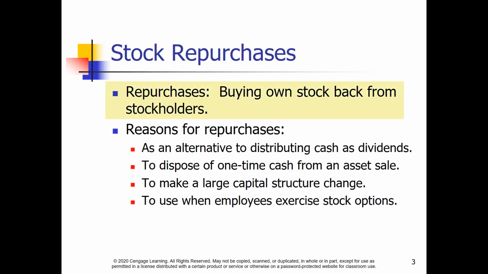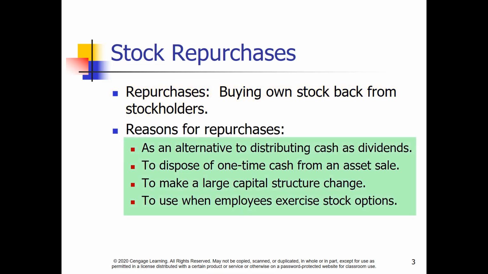When a firm repurchases its own stock, the market usually perceives it as a positive signal. There are several reasons why a firm might elect a stock repurchase: as an alternative to distributing cash as dividends, to dispose of one-time cash from an asset sale, to make a large capital structure change, or to use when employees exercise stock options. Firms usually give the reason that, quote, their stock is undervalued, unquote, but it could also mean the firm has no good investment opportunities and needs to distribute some cash to shareholders. As listed on the slide, stock repurchases are also employed along with debt issues to make major capital structure changes, coming up in Chapter 15.